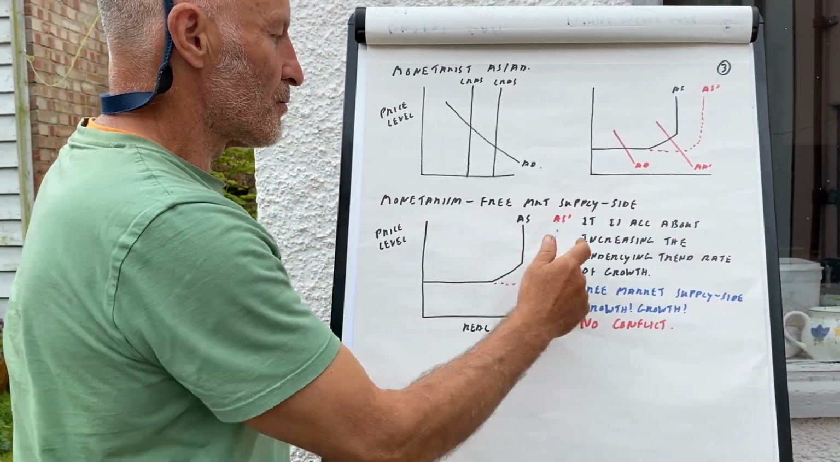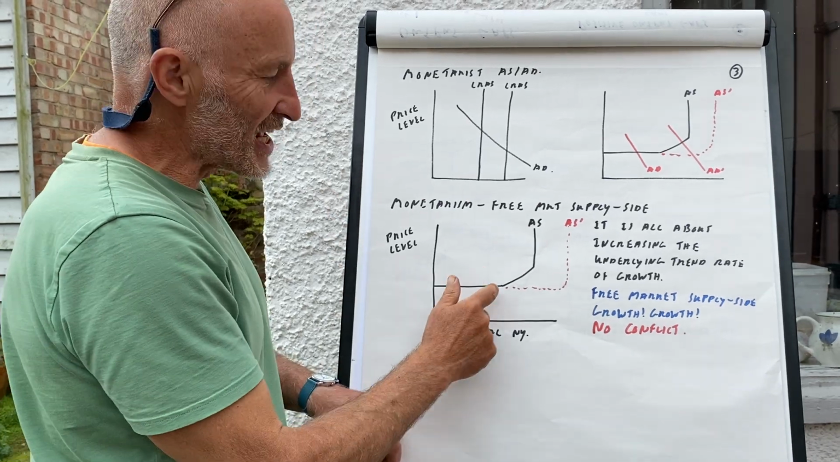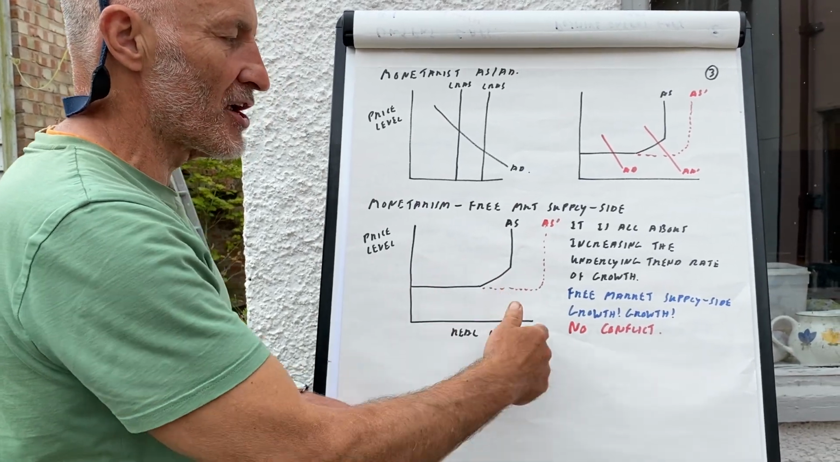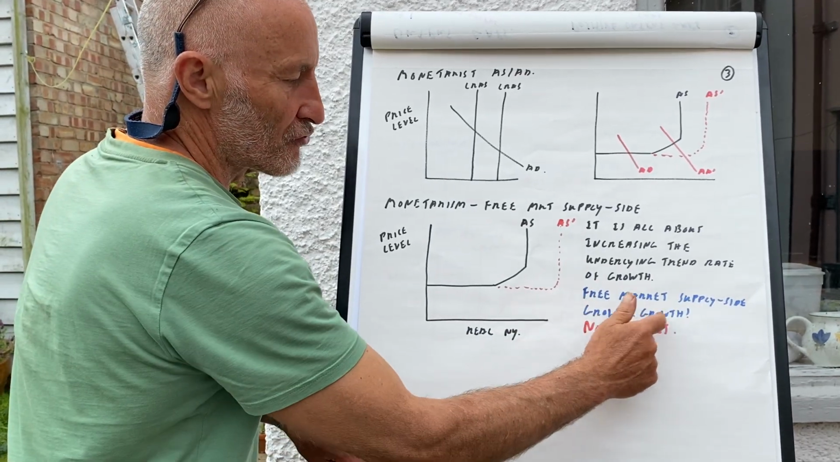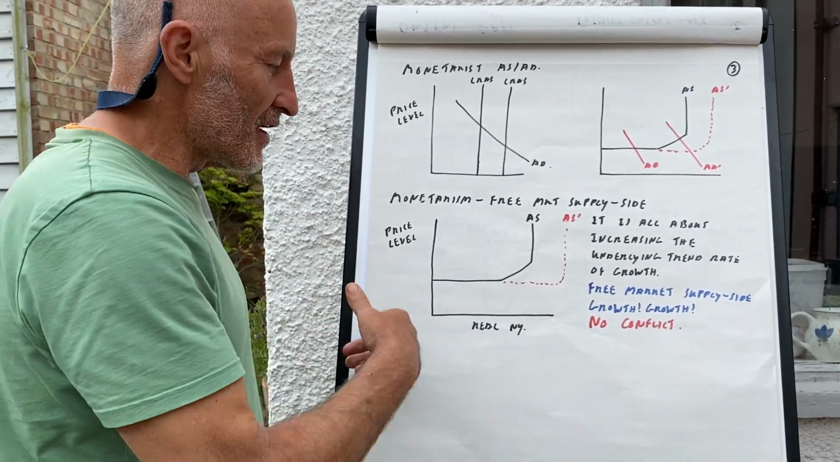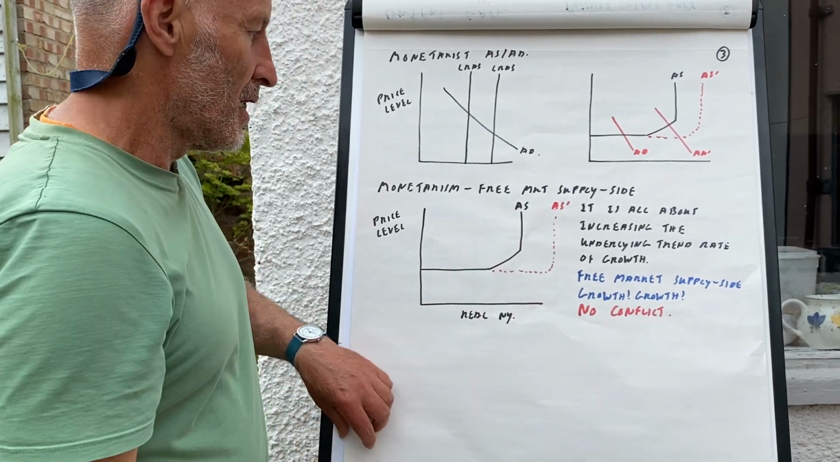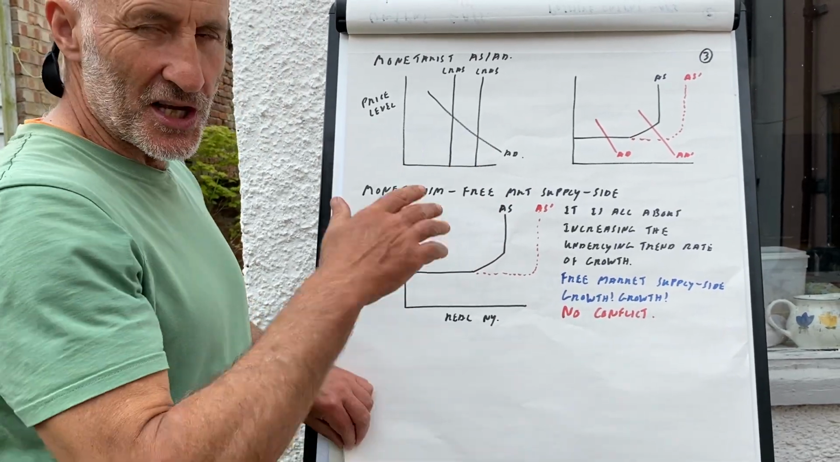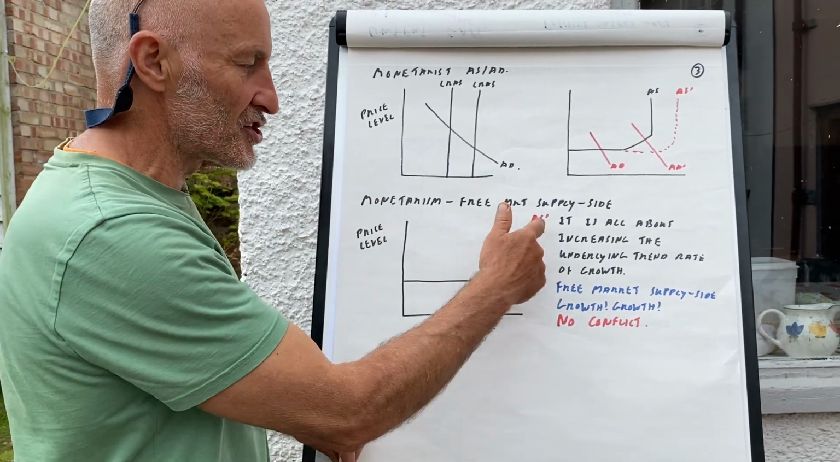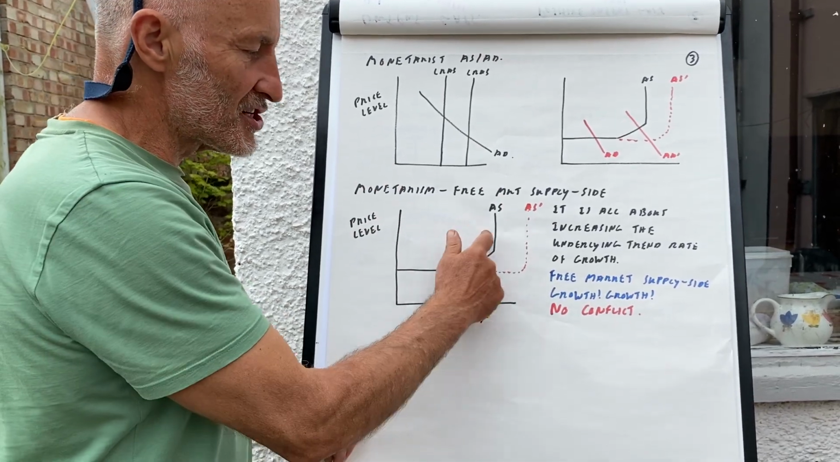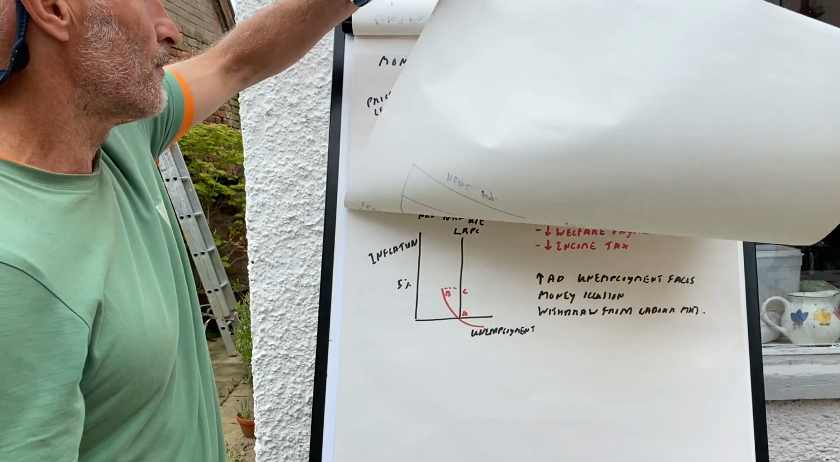Monetarism, free market supply side, it's all about increasing AS and increasing the underlying trend rate of growth. Free market supply side is about growth, growth, growth. There is no conflict if you believe in these policies, even though over the last 40 years, growth has fallen every single decade. So maybe this hasn't always worked, but it's all about increasing the AS curve. Then we can increase demand without getting demand pull inflation.